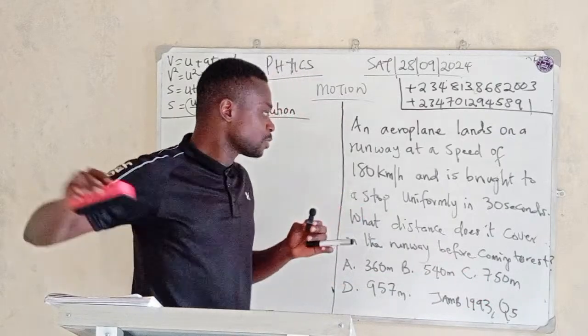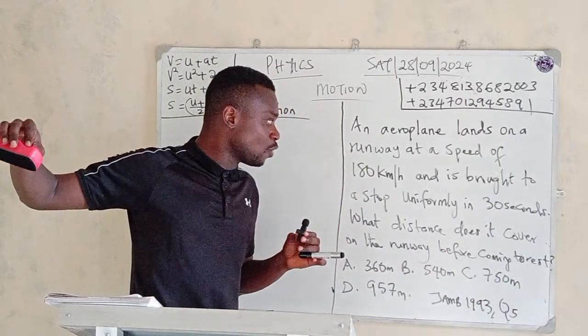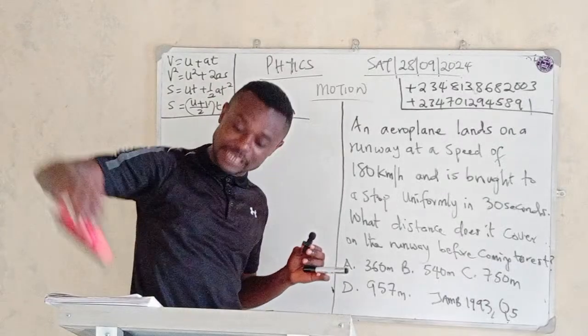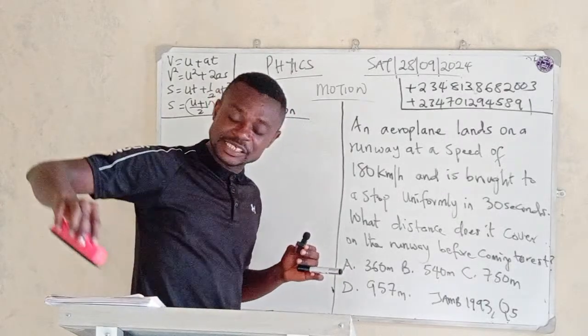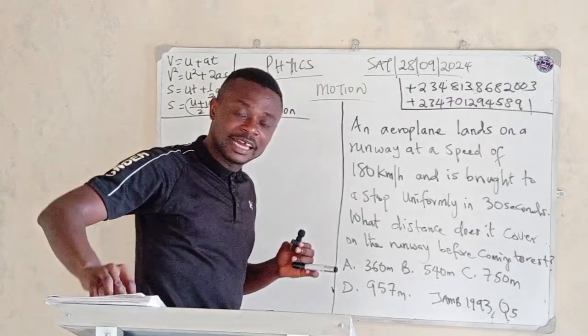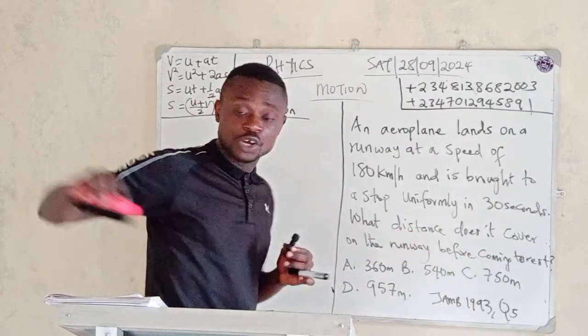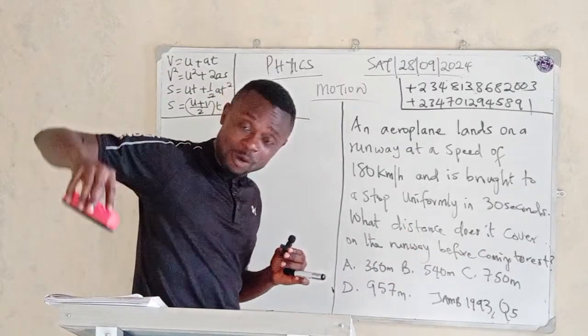The question says that it lands on the runway at a speed of 180 kilometers per hour. So this speed of 180 kilometers per hour is the speed with which it lands on the runway and continues going. So the initial speed is that 180 kilometers per hour.